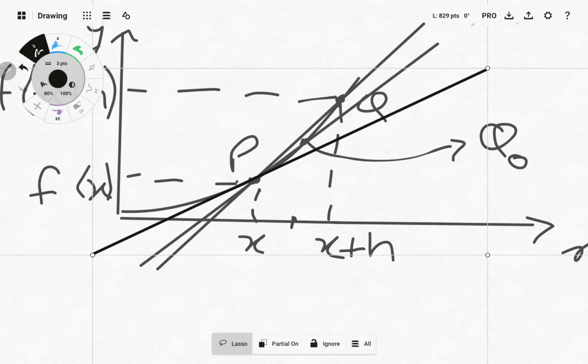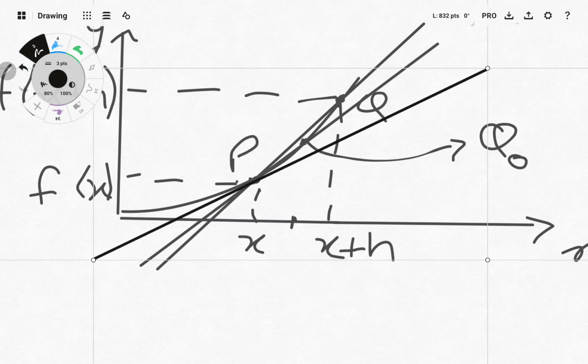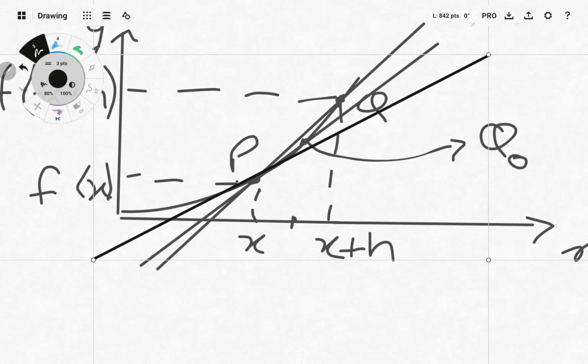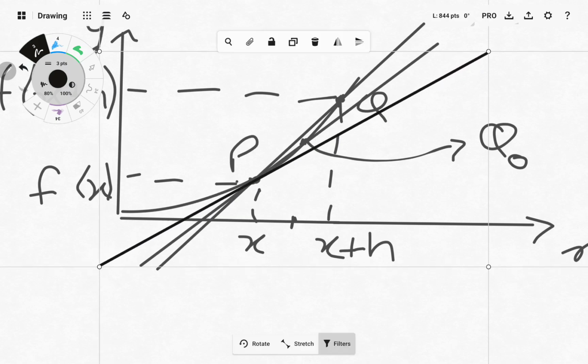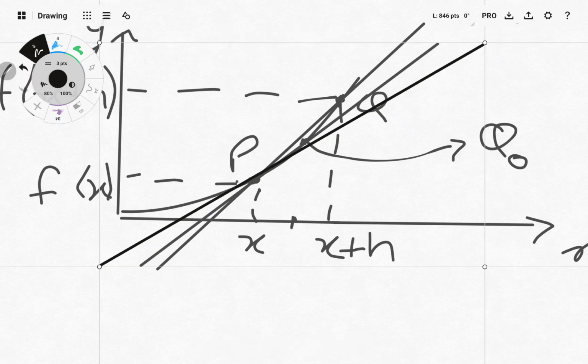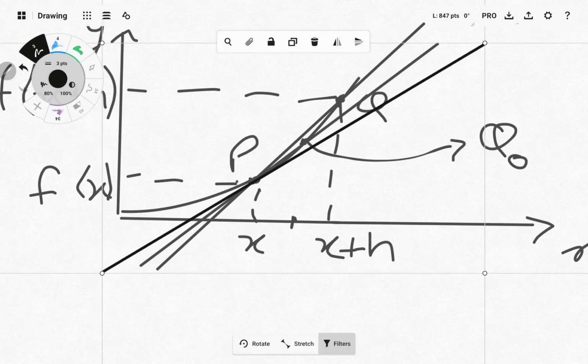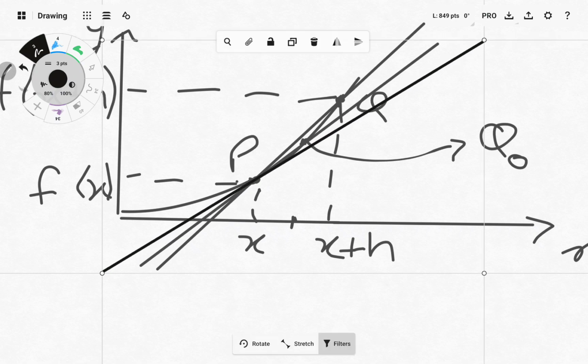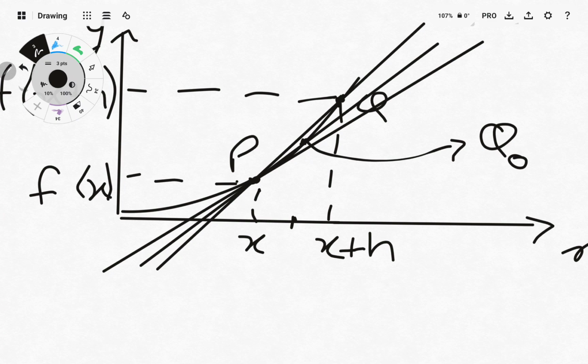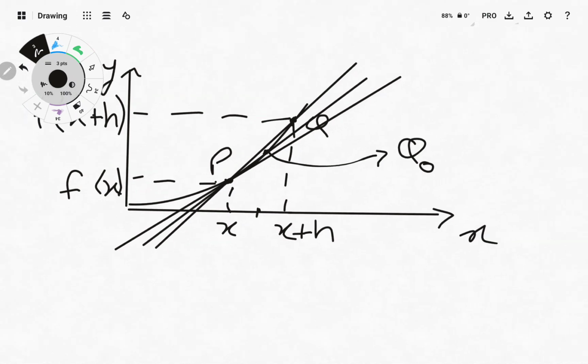Like this, look. This is now even more closer to approximating the gradient of the curve at the point P. Pay close attention to my words. And this is gonna keep happening until h is almost 0. Until it actually is 0.